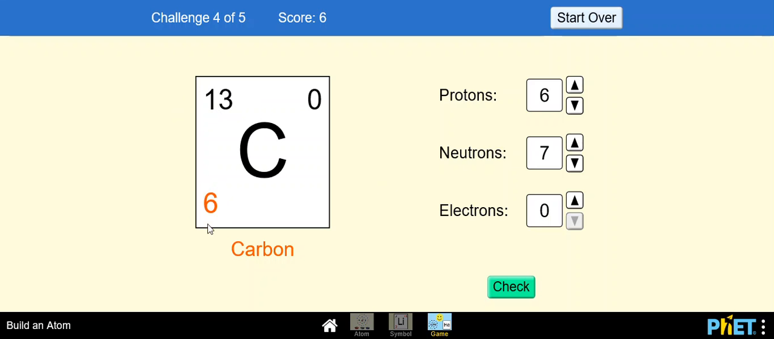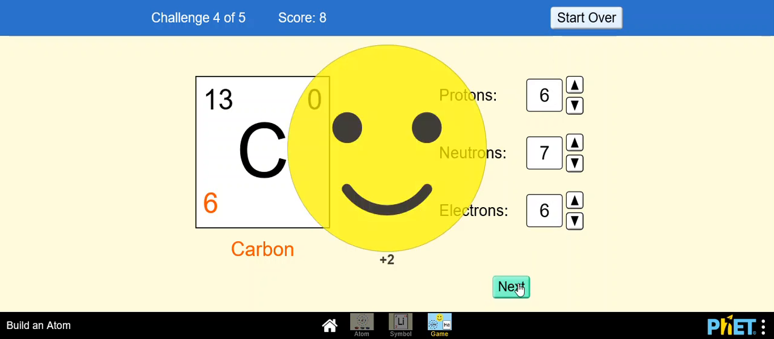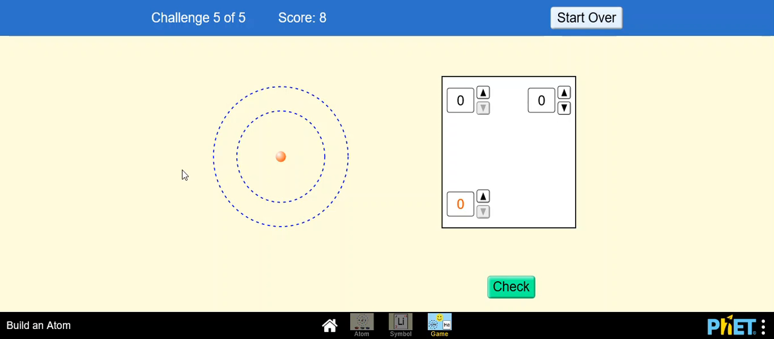And then the charge, they tell me that the charge is 0. That means my protons has to equal my electrons. If I've got 6 protons, I need 6 electrons. Let's check. Yay! I am awesome.